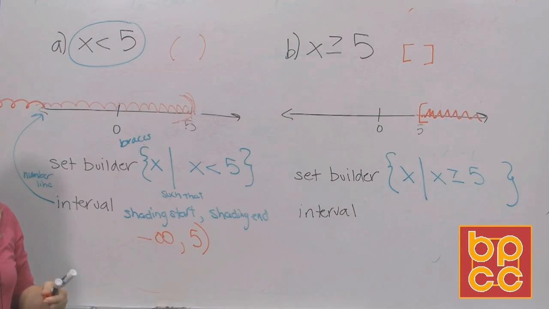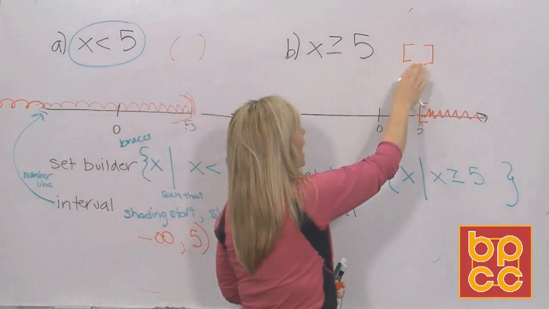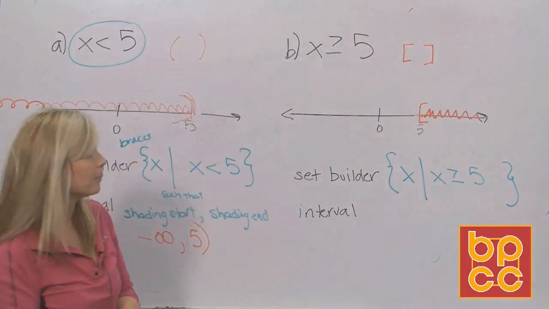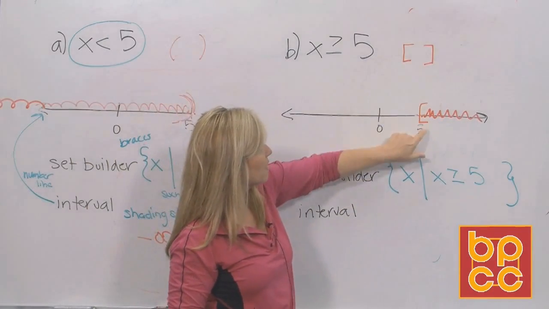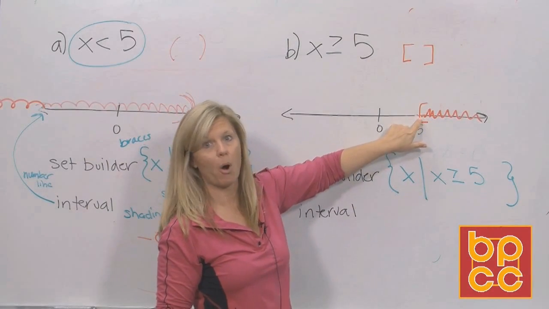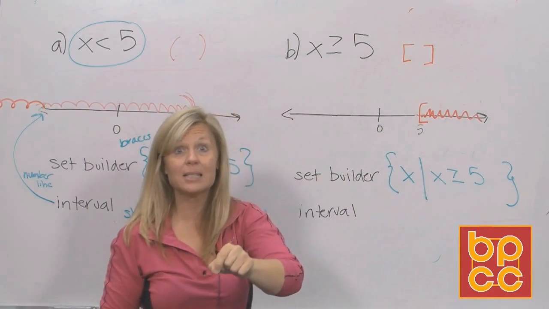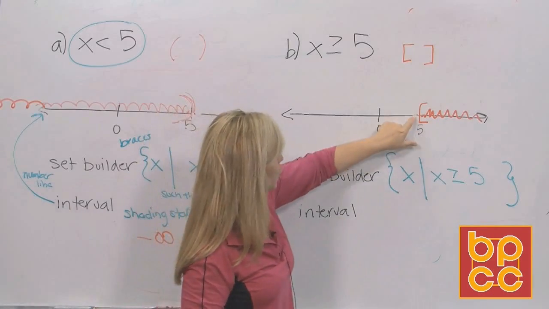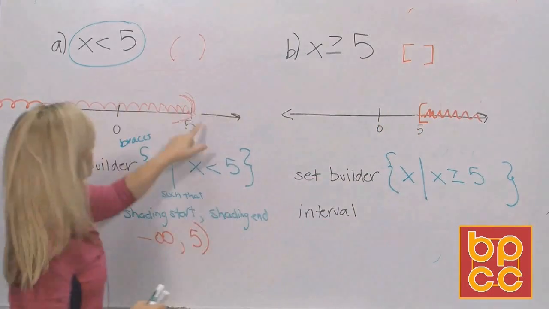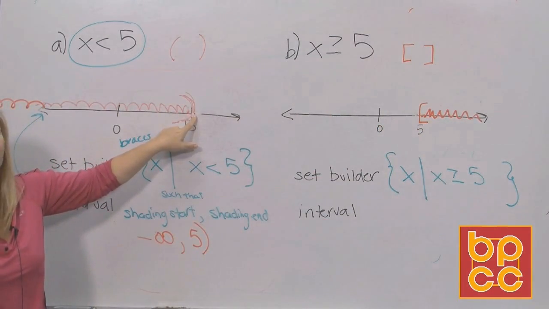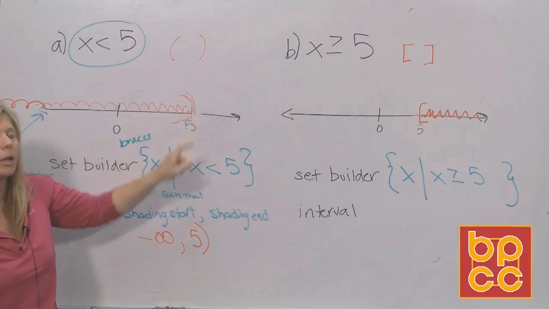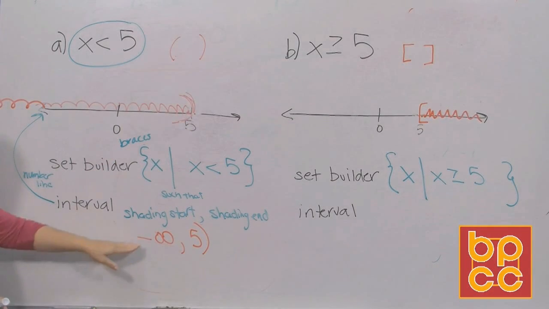When they say the answer is in interval notation, they either want you to use parentheses or brackets. Let's review what they mean. Brackets means 5 is part of the answer, and that means equals. You equal 5. Parentheses means you are not part of the answer. You are not equal. So let's think about this a minute. Do we put a parentheses or a bracket?